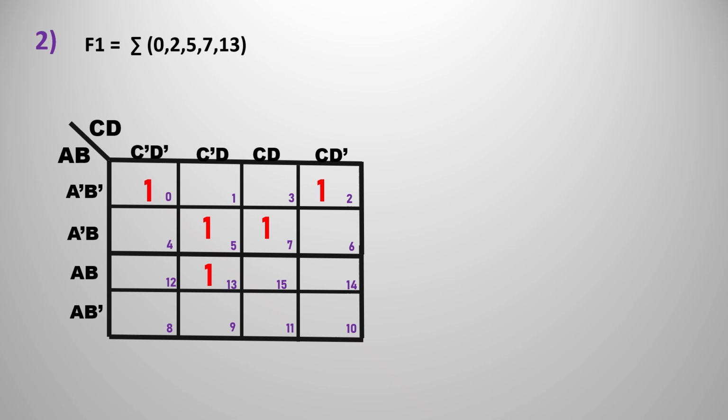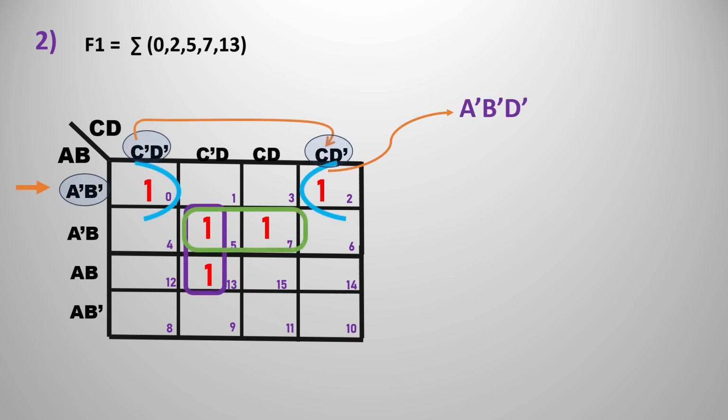After that we need to make groups and minimize. If you observe clearly, we have already seen the first group, which is the same as in the first example, present in 0 and 2. We can make that group as A bar, B bar, D bar, because the row is A bar, B bar. In the column we are going from C bar, D bar to C, D bar, but C is changing from C bar to C, so we should consider only D bar. The output would be A bar, B bar, D bar.